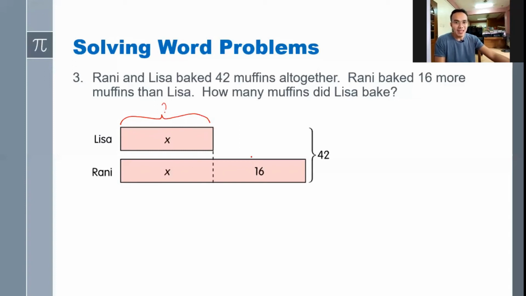Now, look at this model. If I'm going to take away or remove 16, I'm also going to take away 16 from 42, right? If I remove 16 from this model, I'm also going to remove 16 from the total 42. This means that 2x is the same as 42 minus 16. And 42 minus 16 simplifies to 26.